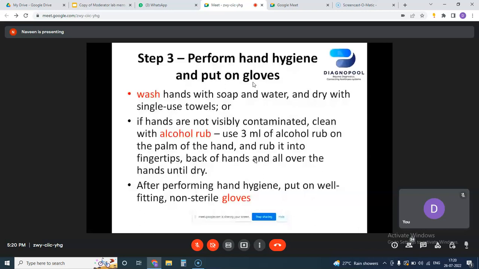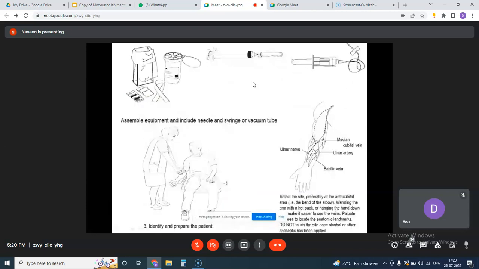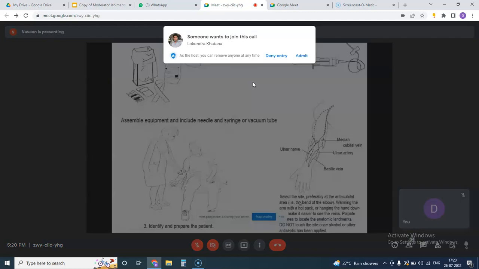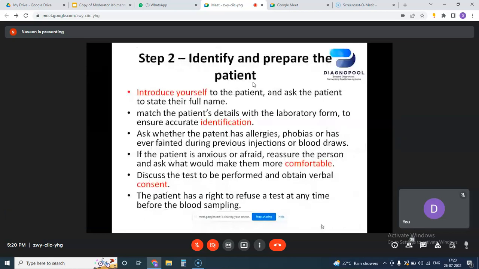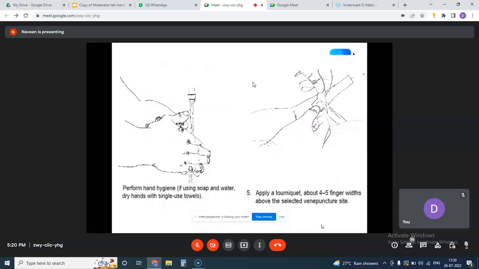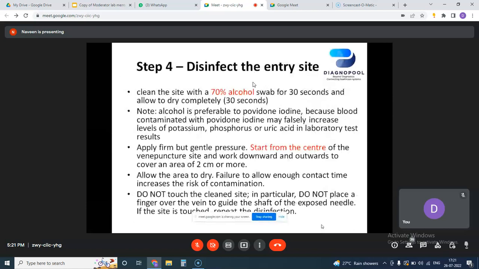Then remember, you should not go back and touch the vein where you are pricking. So do not touch the site once the alcohol or antiseptic is applied to the site. Then apply the tourniquet. After applying the tourniquet, you disinfect the site. So as I told you, the disinfectant should contain 70% alcohol, which contains 2% chlorhexidine gluconate.